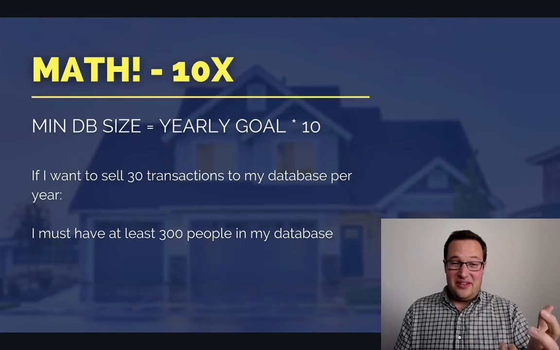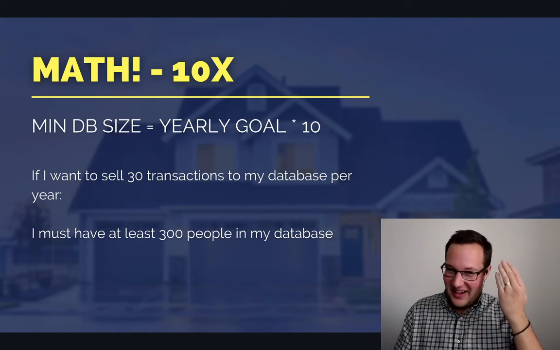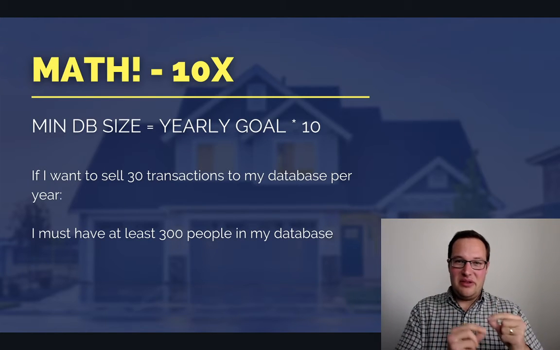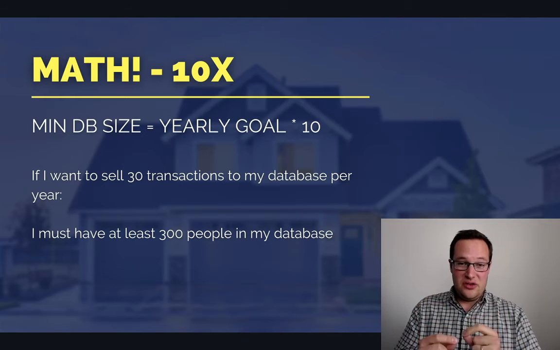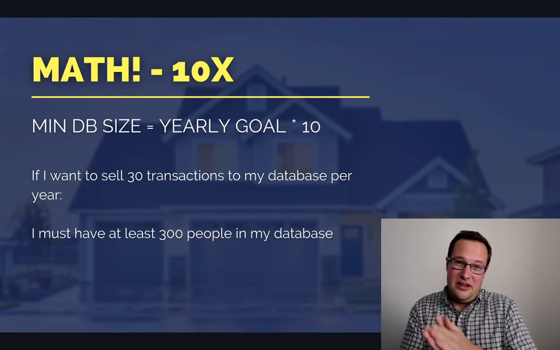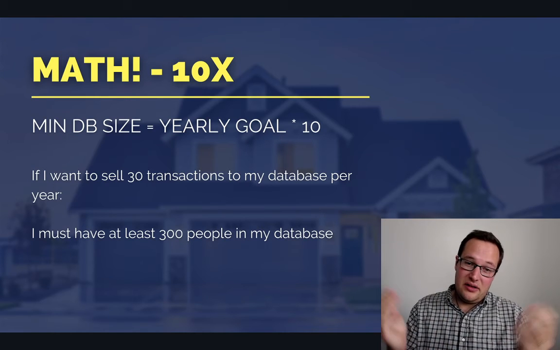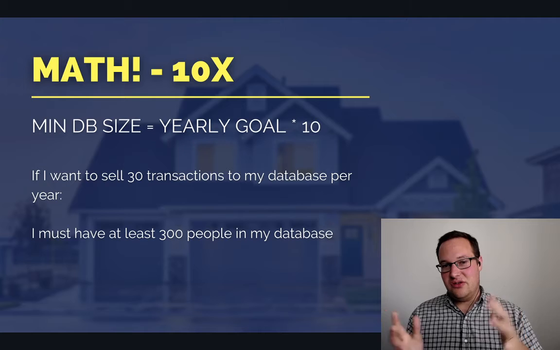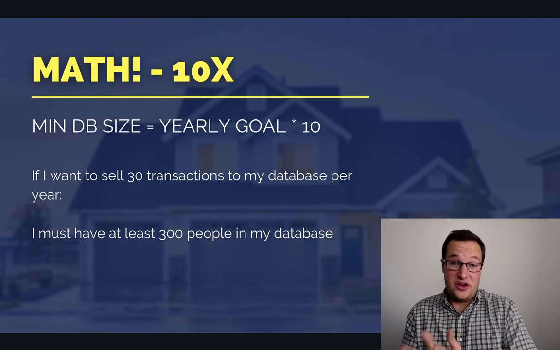So we'll do the math. The 10x rule, it's super simple. I love the way the math is because you don't have to think about it. Your minimum database size is equal to your yearly transaction goal times 10, right? Because only 1 in 10 of people in your database will be buying a house in any given year. So if you want to sell 30 transactions to your database, you need at least 300 people in there.